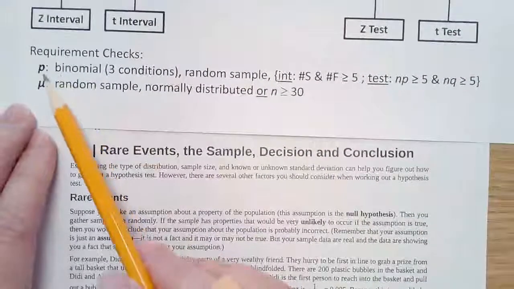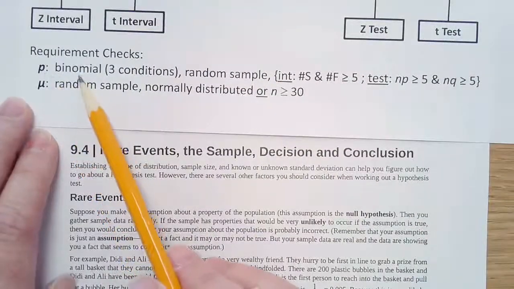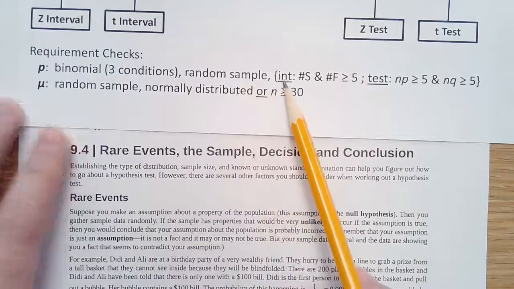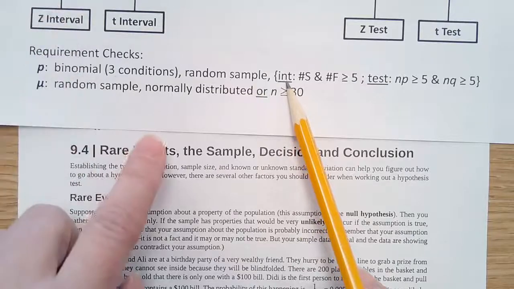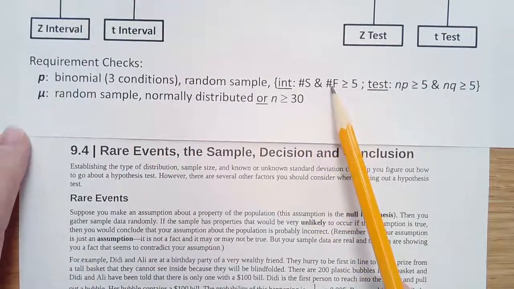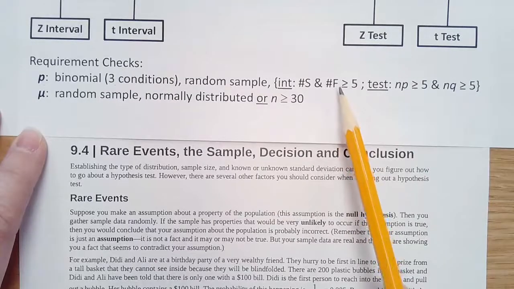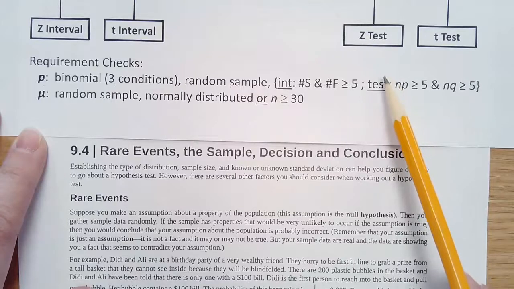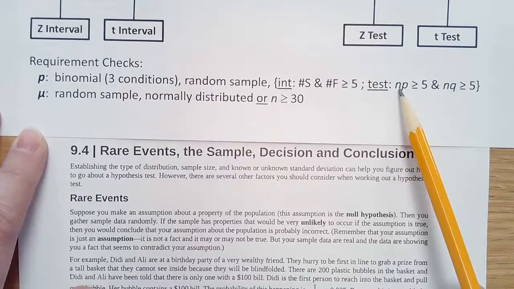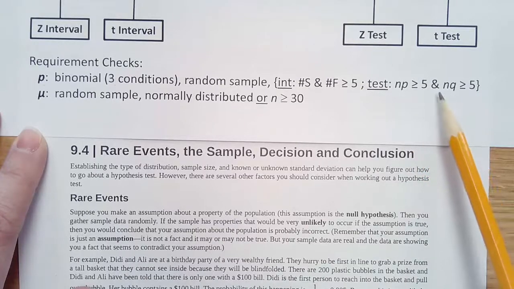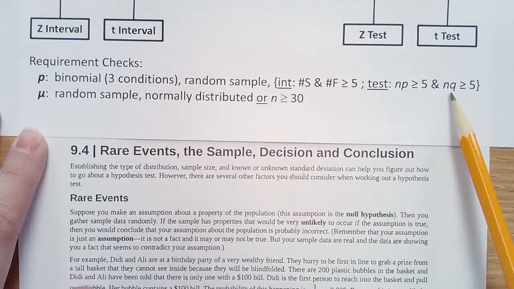For the proportion, it needs to meet the 3 conditions to be binomial, needs to be random, and if you're doing an interval, okay, that's the interval. The number of successes has to be greater than 5, and the number of failures has to be greater than 5. But for Chapter 9, this is where we're going to be doing the tests. Okay. And that's when your sample size times probability of success is greater than 5, and the sample size times probability of failure has to be greater than 5.